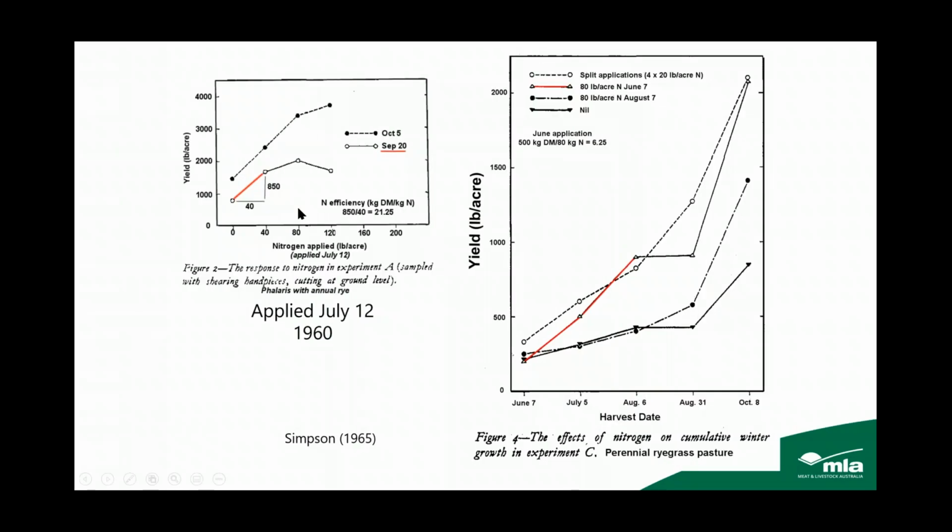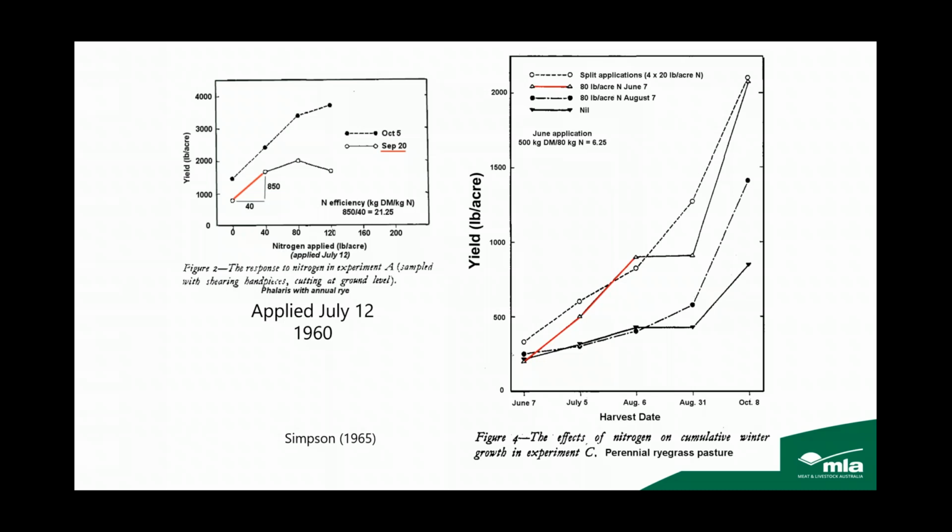This is a ryegrass pasture. Now, the nitrogen is applied here on July the 12th in Canberra, and these are the rates down here. Now, they are in pounds per acre, but you can basically call that kilos per hectare. Here's the yield in pounds per acre, basically call it kilos per hectare. And what we're getting here, quite interestingly, is a response of 850 over 40 in that period, which is quite amazing, which was a response of 21 kilos of dry matter per kilo of N. That's as big as he ever found, I might add too.